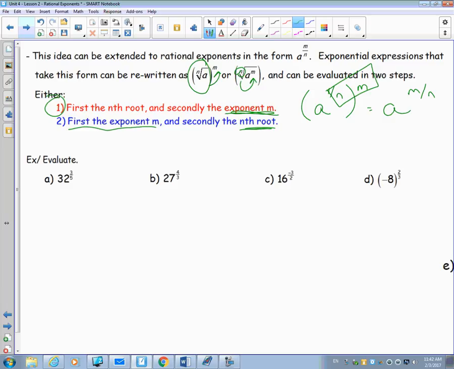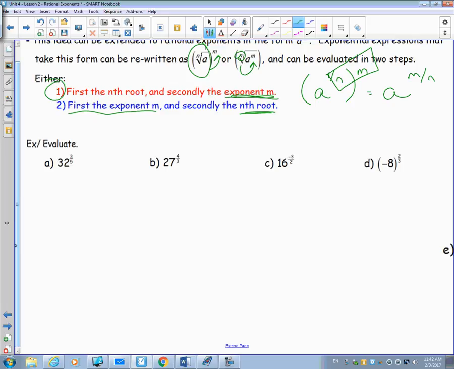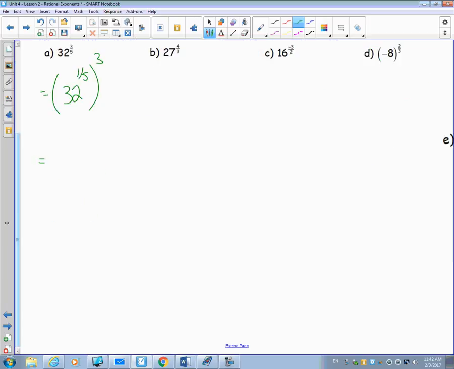So we try this first one here, 32 to the 3/5. I'm going to do it as 32 to the 1/5 to the power of 3. Okay, what is that going to look like? Well, it's going to be the 5th root of 32, all to the power of 3. What number times itself 5 times makes 32? 2 does. 2 to the 3, that comes out to 8.